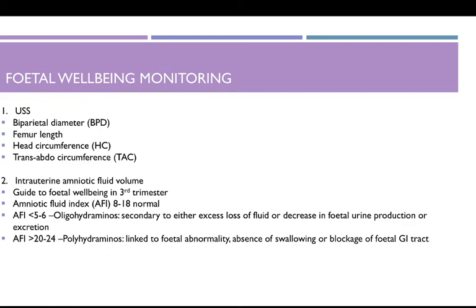Another thing that you can measure is intrauterine amniotic fluid volume, and this is really good. This is really used for fetal well-being in the 3rd trimester. It gives you an amniotic fluid index with 8 to 18 being normal. If you have an AFI less than 5 to 6, that signifies oligohydramnios, and that could be either secondary to excess loss of fluid or a decrease in fetal urine production or excretion. So it could be a problem with the fetal kidneys. Or you can get an AFI of over 20 to 24, and that signifies polyhydramnios, which is linked to fetal abnormality. So it could be an absence of swallowing or a blockage in the fetal GI tract.